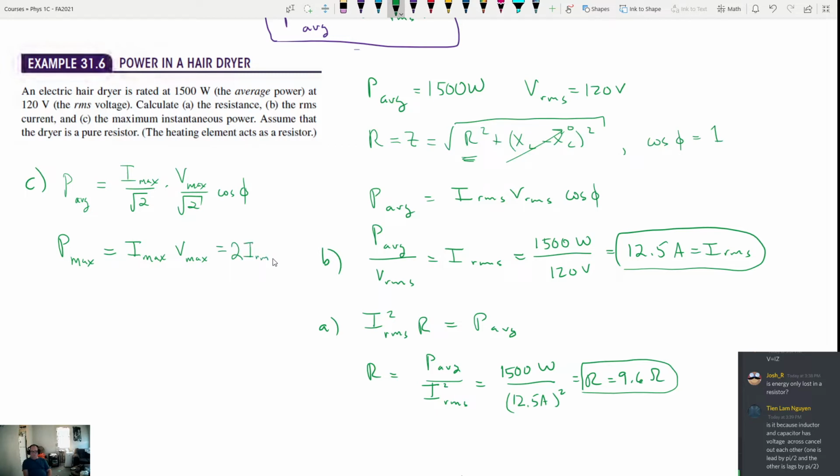IRMS VRMS, because IRMS times root 2 is Imax, and VRMS times root 2 is Vmax, so the max power should be, I think, 3000 watts. So I did something wrong. Does that seem right to y'all? Does that seem reasonable? Yeah, that's what they say is the right answer.